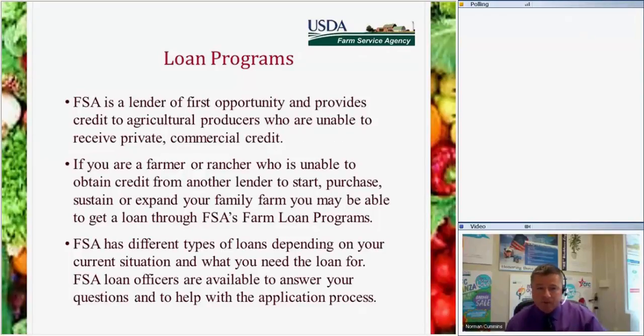Before I even get into loans, we do have different types of loans depending on your current situation and what you need the loan for. I will go over those, some in detail, some briefly. I'll focus more on our beginning farmer area just because usually when I'm talking to people through webinars for loan programs, it's usually our beginning farmers or startups or farmers that have just been in it for a few years but are looking to expand.